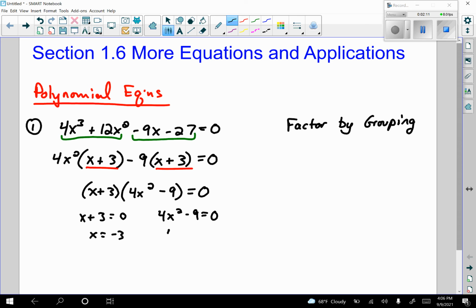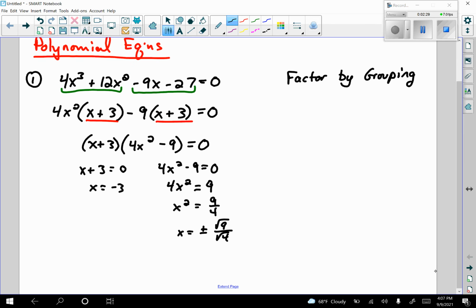I'm going to add 9 to both sides. Then I'm going to divide by 4. And then I'm going to take the square root. So x is going to equal, this is where we need plus or minus, square root of 9 over square root of 4. And this becomes plus or minus 3 halves. So my solution set is negative 3 halves, and then 3 halves. Okay, we'll take a look at another example involving polynomial equations.